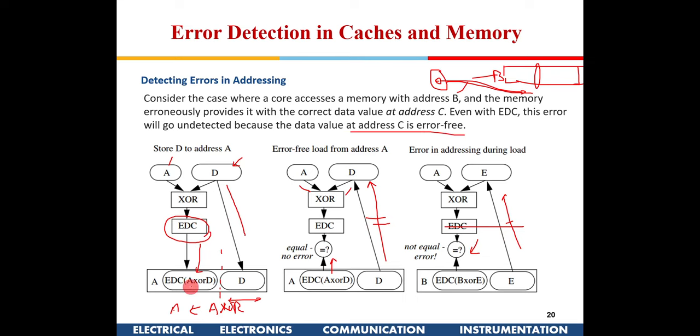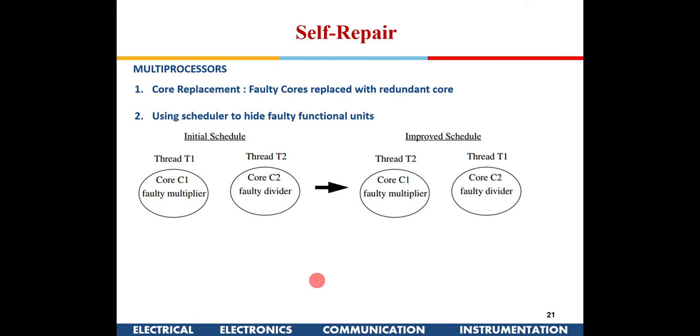The only thing is, whenever you are writing data out here, the contents of A and D addresses are XORed and the result is stored here. Along with that, this particular address also is placed here. And then again you are calling back those addresses and comparing this data the second time. If it is the same, that means there is no error. So this is one of the methods which we could do.